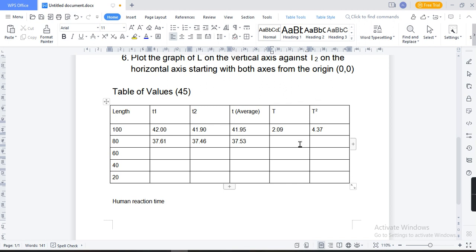Divide this value by 20. I have 1.87, 1.88, so to say 1.88. All right, if I square this value, what do I have? I have 3.52.